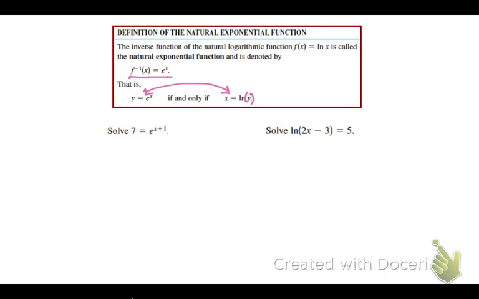So if I have 7 equals e to the x plus 1, where x plus 1 is an exponent, how would I solve that? Remember? Well, can you get to the x? No, not in this form. So I have to switch it to logarithmic form? Yeah. So since I'm base e, we use the natural log. We take the natural log of both sides. Remember doing this?